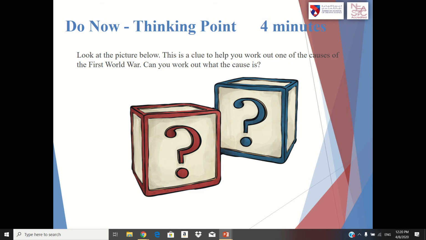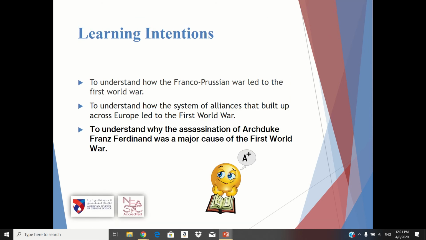For the Do Now activity, I want you to look at the picture below. This is a clue to help you work out one of the causes of the First World War. And if you can see, we have blocks here, or cubes. So the answer is the power blocks. The power blocks is an association of groups, especially nations, having a common interest. And we will explain further what we mean by power blocks.